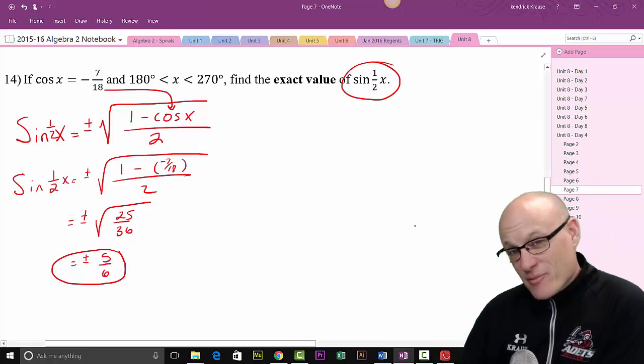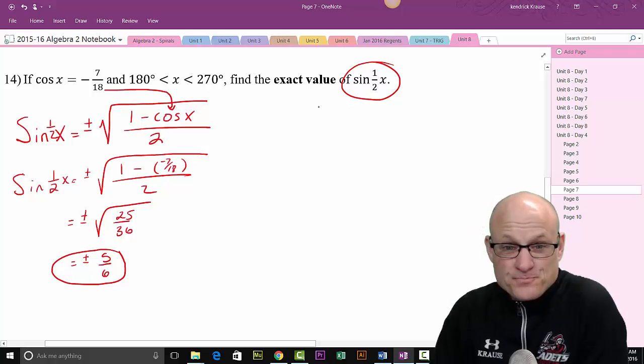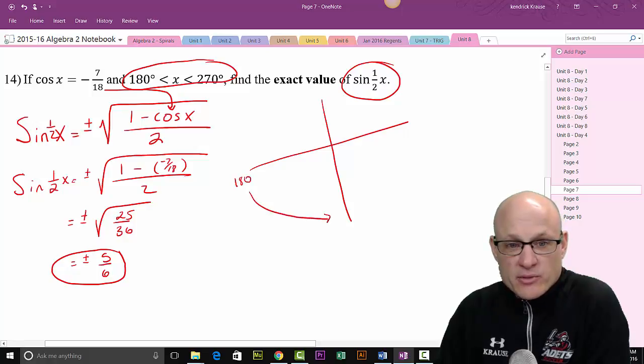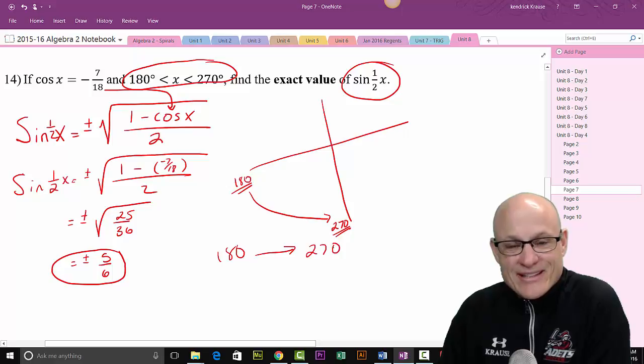But now I have to make a decision, and this is the tricky part. My angle is from 180 to 270. My angle is in this quadrant right here. The lowest it could be is 180, and the highest it could be is 270. Actually, the lowest it can be is just slightly over 180 and just slightly under 270. So let's use those as my cutoffs, 180 and 270. So I know x is somewhere in between these two.